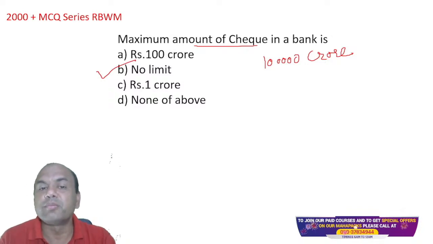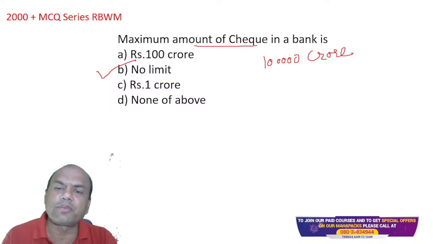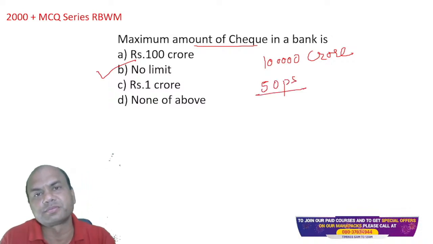Okay? Maximum, minimum is also there. I can write a 50 paise check also. 50 paise. I can write a 50 paise check to you. Okay?